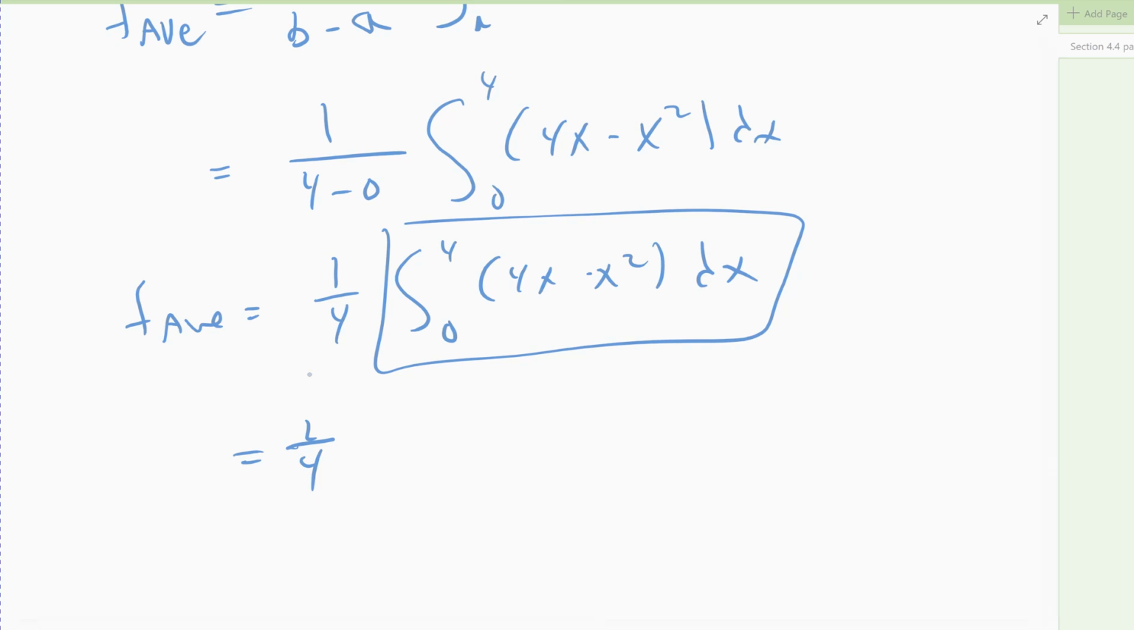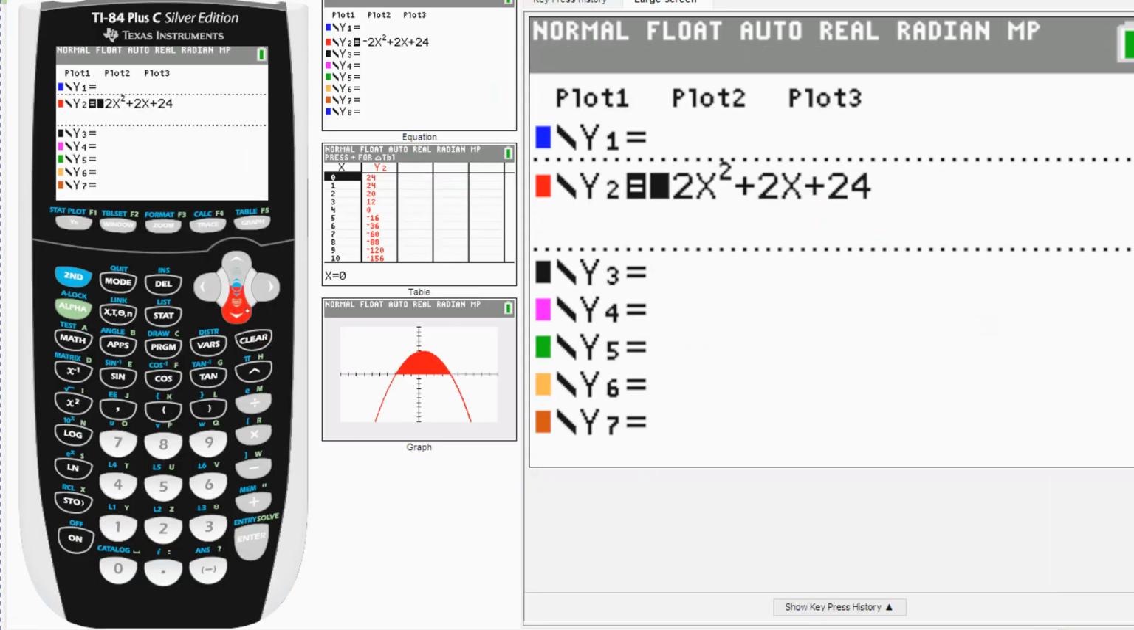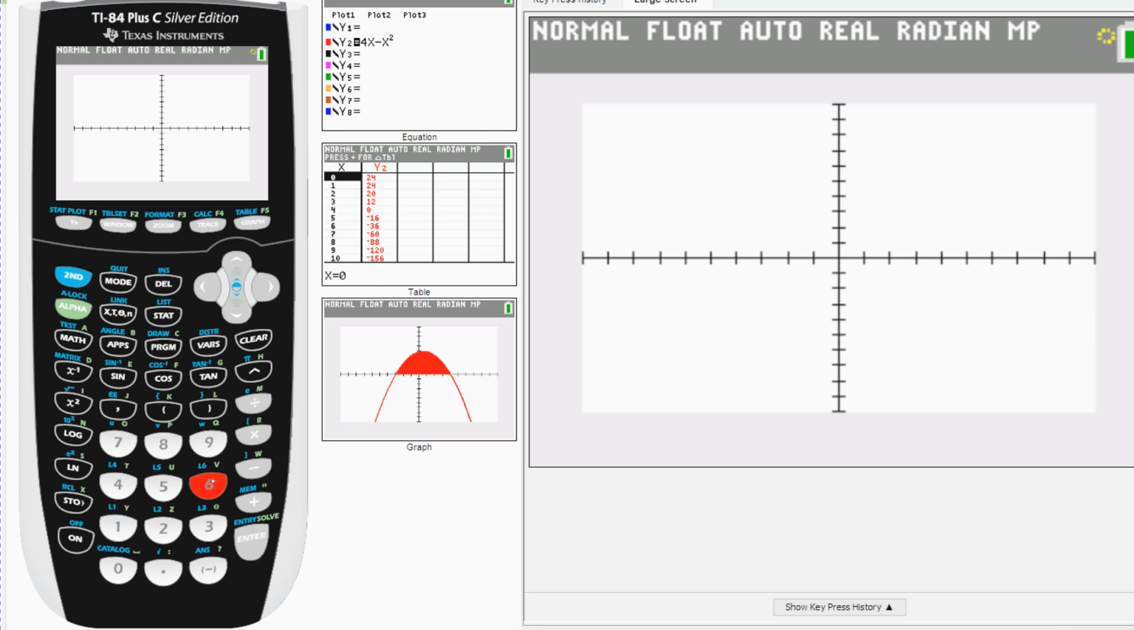So I'm going to solve this graphically. Again, you would graph y equals 4x minus x squared and find its area between 0 and 4. So again, I'm going to clear this out and make sure I type my function in right: 4x minus x squared. I'm going to hit zoom standard to go back to a standard window.